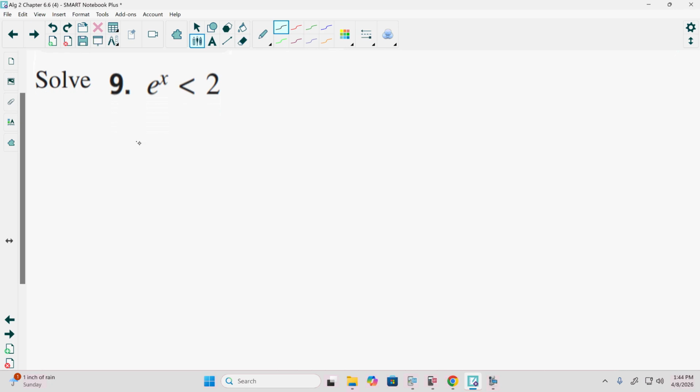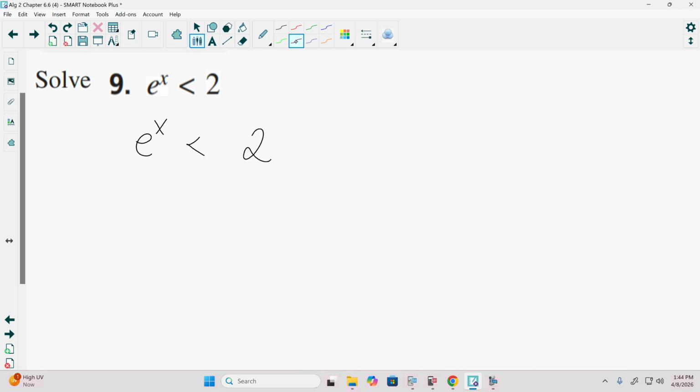e to the x less than 2. We need one base, or the number or base by itself, nothing added to it, nothing subtracted from it, everything else on the other side. Well, we do have that, yes? Now we want to apply a log to both sides. That would make this base simplify nicely.